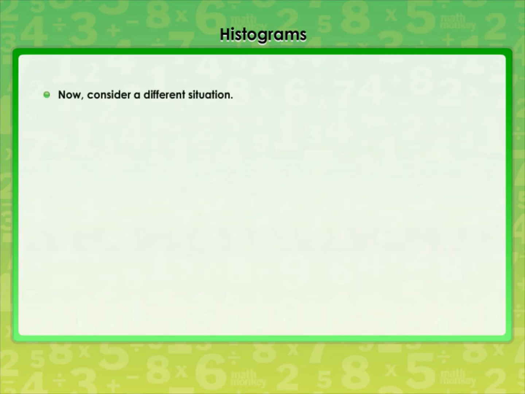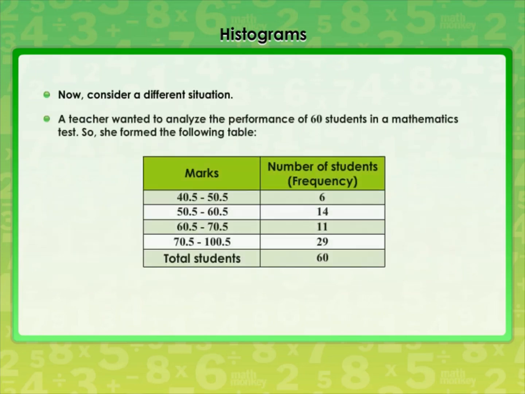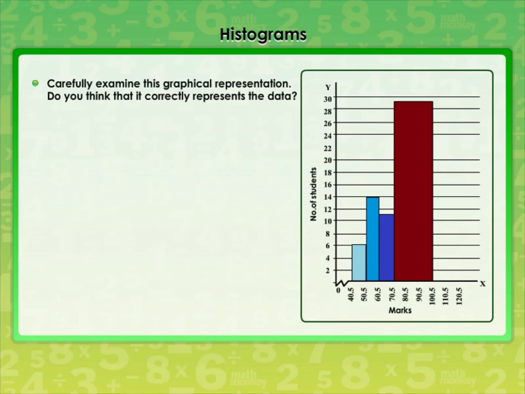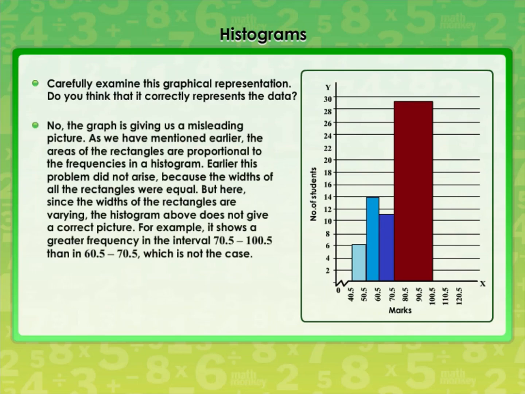Now consider a different situation. A teacher wanted to analyze the performance of 60 students in a mathematics test. So she formed the following table. A histogram for this table was prepared. Carefully examine this graphical representation. Do you think that it correctly represents the data? No, the graph is giving us a misleading picture.